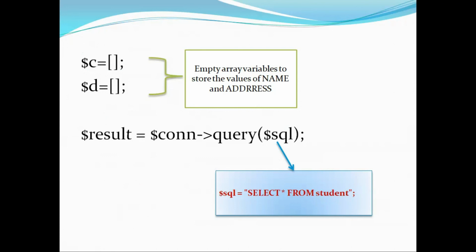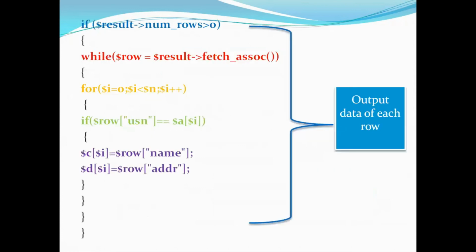Try to understand. After considering the USN, we have sorted them using the selection sort. Then I need to print the resultant array. After that, we need to output the data of each row. Again, we consider the same old condition, number of rows greater than 0. If this condition is true, we fetch each and every row using the fetch association function.